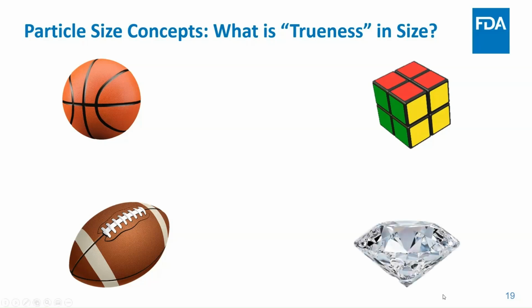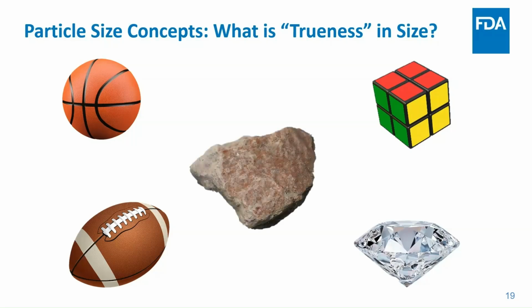What about the diamond? This is a slightly strange shape compared with the other three, but I trust you'll be able to describe something, maybe by weight, right? The carat of the diamond. But what about this rock? It's irregularly shaped and has different mass. How do you describe the size? What is the true size of this rock, right?